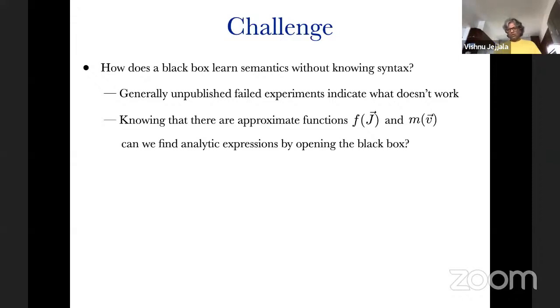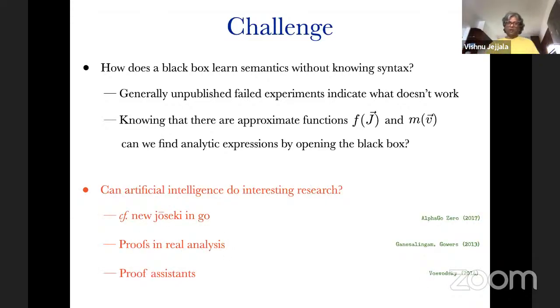In these case studies, we've seen a black box, a neural network or a Gaussian process, that's succeeding at making certain predictions of relevance to us in high-energy theoretical physics. So we have a question, though. How is this all working, and how do we proceed in figuring this out and disentangling what the machine is doing? In other words, how does a black box learn semantics without knowing any syntax? I think in this case, things that are generally unpublished, namely failed experiments, may help. If we can determine what works and what doesn't work, that may give us a clue as to why things work when they do. And we're searching for analytic expressions, especially for the Jones polynomial and the volume, in doing this.